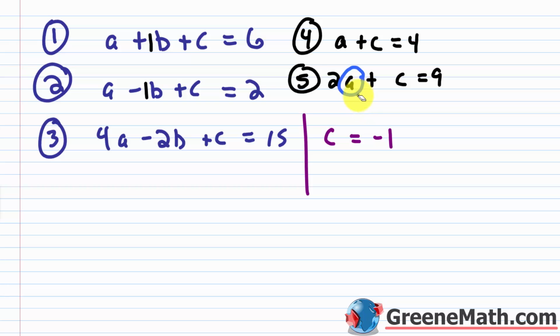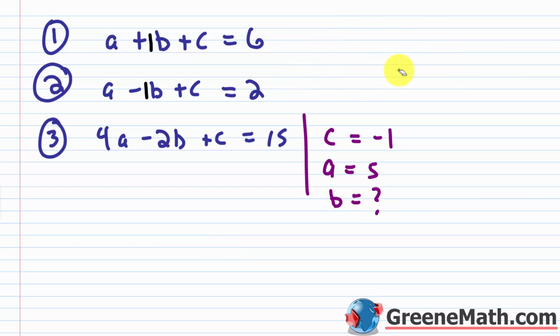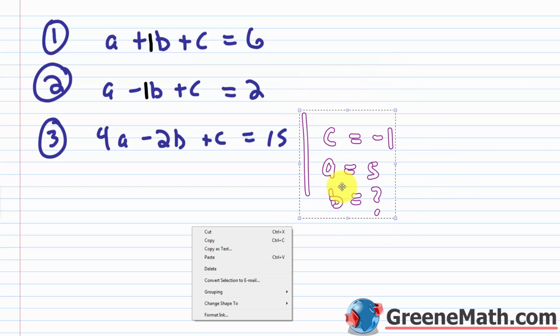And then I can plug into equation 4 or 5, doesn't matter, to figure out what a is. Let me use equation 4 because it's a little bit easier. If I plug in -1 for c, I'd have a plus -1 equals 4. Add 1 to both sides, and you'll find out that a is equal to 5. So now we have c and we have a. We need to find b. So b is still unknown. I can get rid of this. I don't need that information anymore. Let me scooch this up.